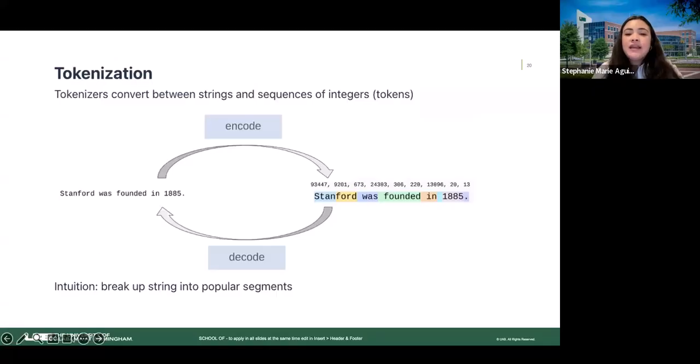So to really go into this, we have to talk about tokenization. Has anybody heard about tokenization before? Have you ever looked at it? Yes. Who has said yes?